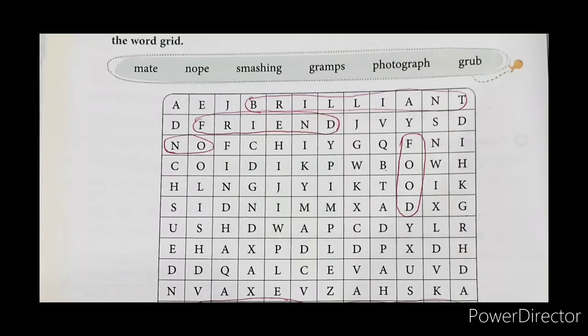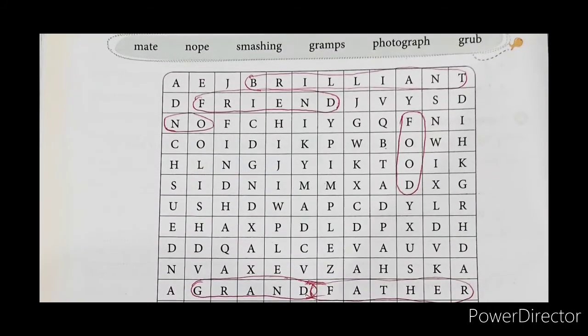So that's all from the colloquial language, children. First one, I'll repeat, mate, M-A-T-E, means friend, F-R-I-E-N-D. Next, nope, N-O-P-E, means no, N-O. You have to circle it. Then smashing means brilliant, B-R-I-L-L-I-A-N-T. Then gramps means grandfather, G-R-A-N-D-F-A-T-H-E-R. Then photograph. For photograph there is no word here.